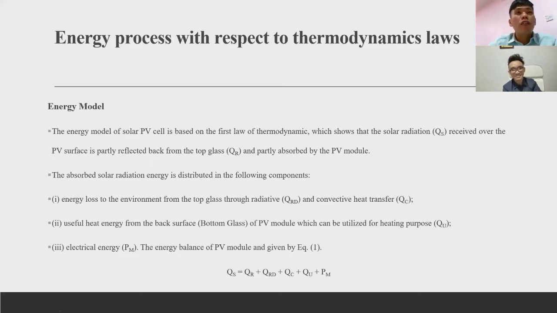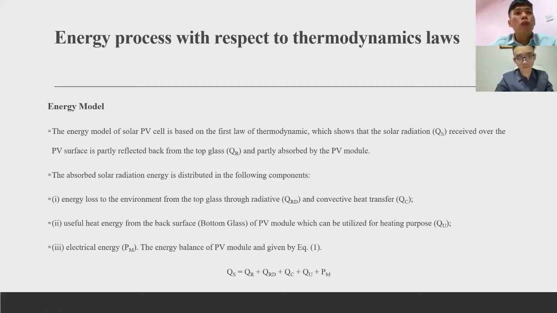There are two types, and the first one is the energy model. The energy model of solar PV cells is based on the first law of thermodynamics, which shows that the solar radiation QS received over the PV surface is partly reflected back from the top glass, QR, and partly absorbed by the PV module. The absorbed solar radiation energy is distributed in the following components.